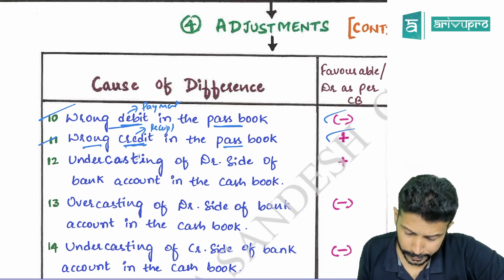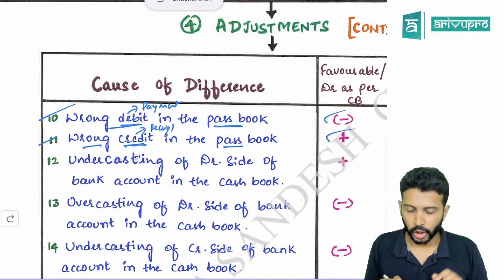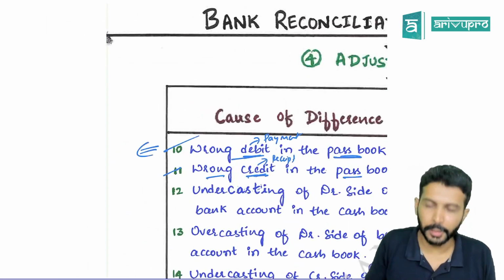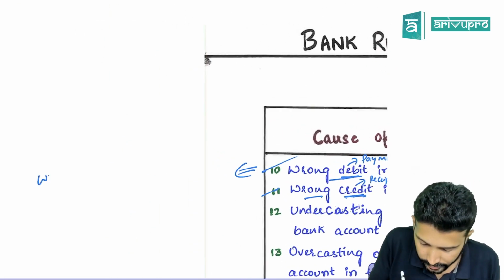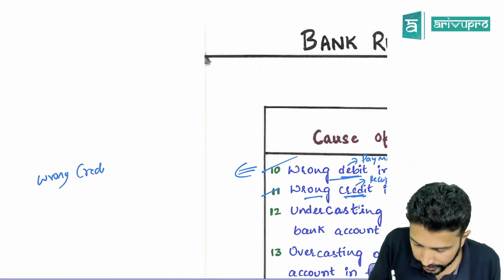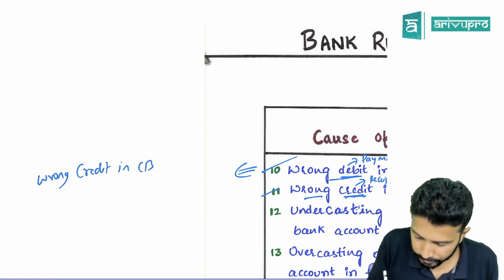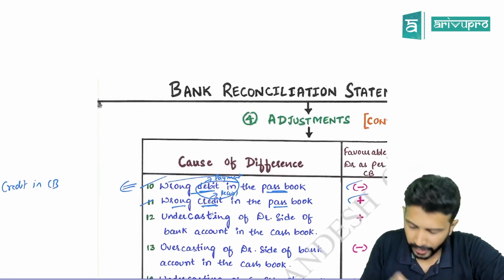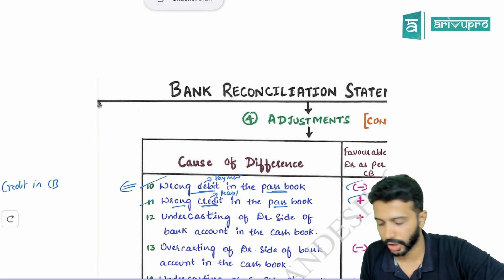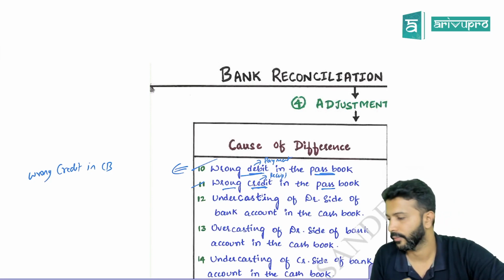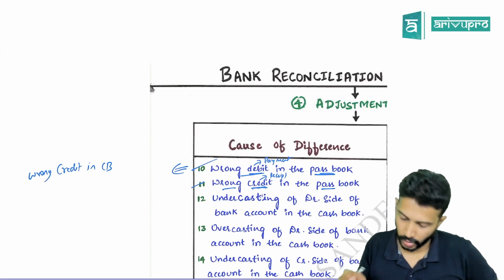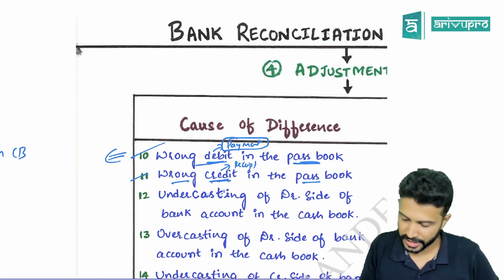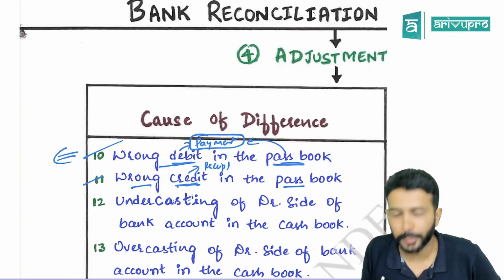Somebody is saying, I didn't understand the 10th one. Okay. Wrong debit in passbook. If you are giving a wrong debit in passbook, it is like giving what, sir? It is like giving wrong credit in cash book. Both are same, because credit in cash book represents debit in passbook. Are we okay? So that means a debit side in passbook represents payment side. Do you agree with my statement? Debit side of passbook represents payment side.